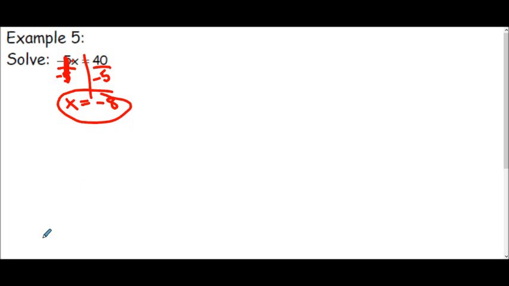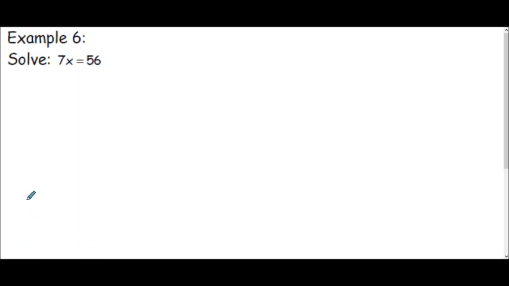Okay, so I want you to try this one, example 6, doing the exact same thing. Think about what your operation is and how you inverse it, and then enter your answer.